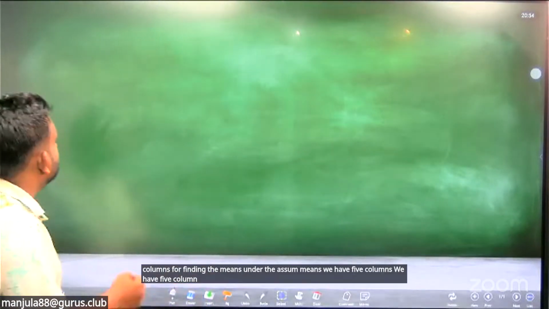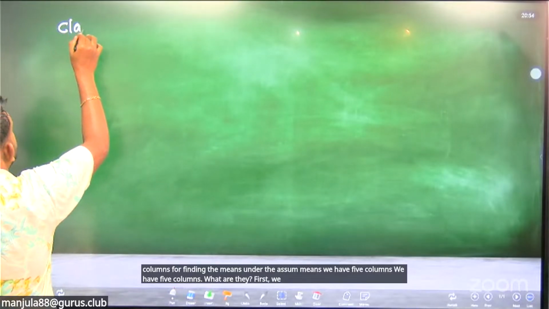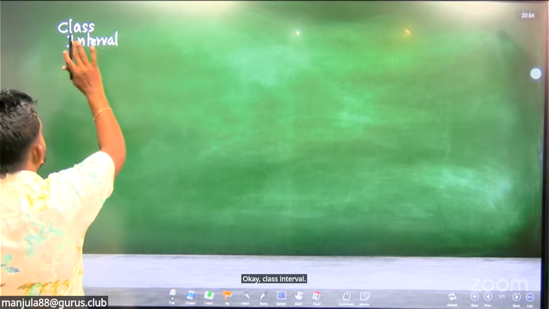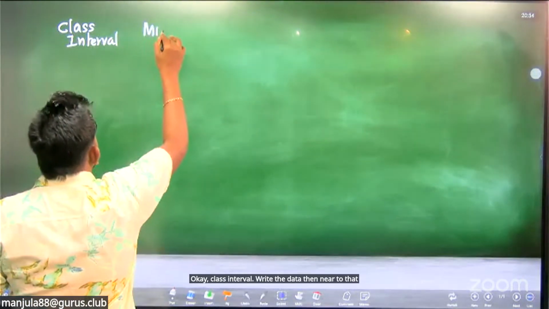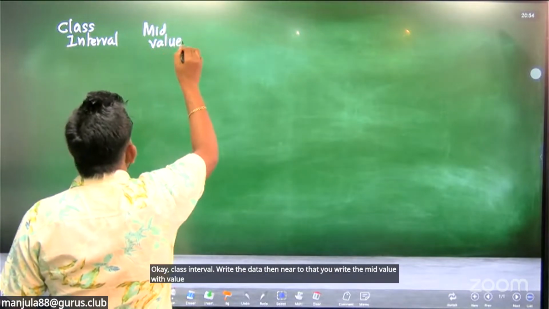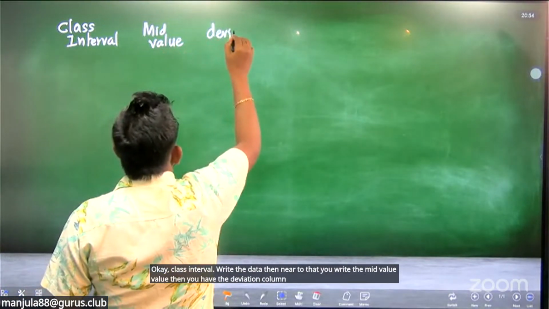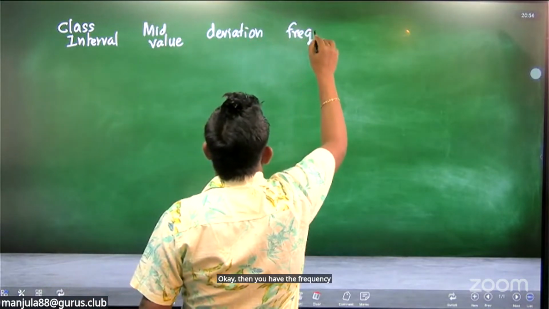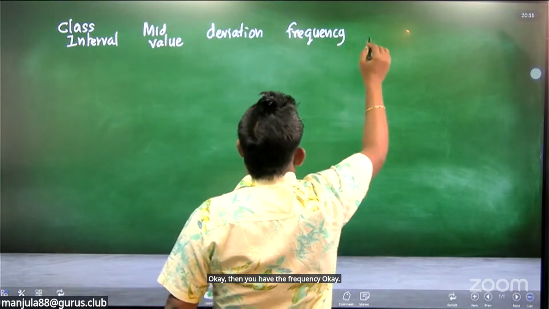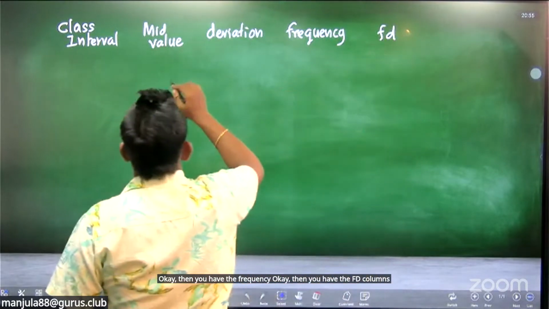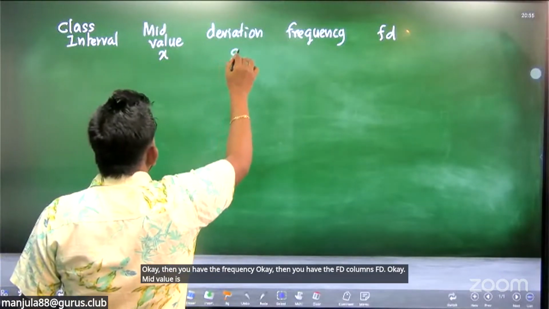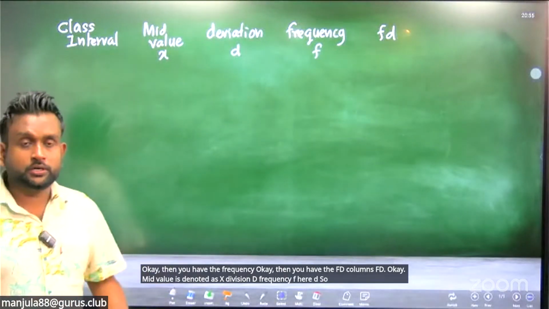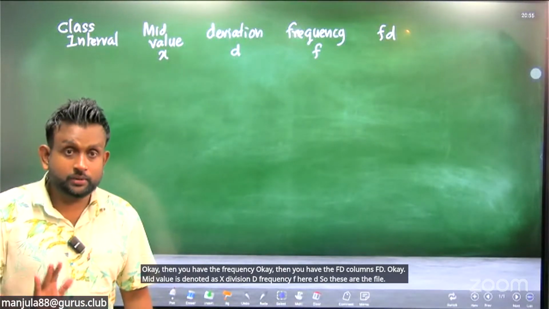What are they? First, we write the class interval. Then near to that, you write the mid value. Then you have the deviation column. Then you have the frequency, and then you have the FD column. The mid value is denoted as x, deviation d, frequency f, and then fd. So these are the 5 columns you have to remember.